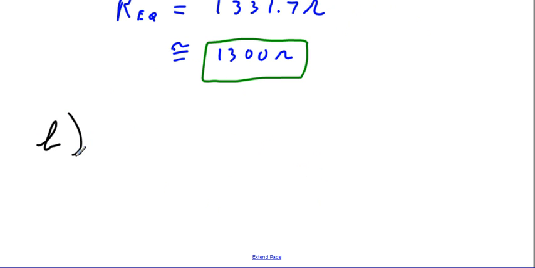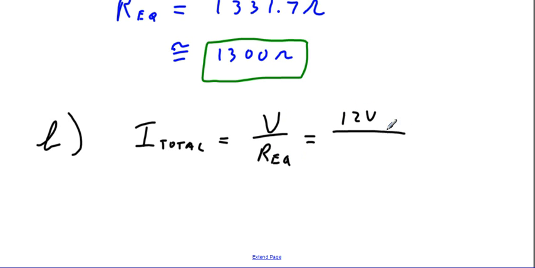The B part of the answer: we want to know the voltage across each of the elements. Here we would find the total current. The total current would be the voltage divided by that equivalent resistance. So I've got 12 volts. I'm not going to divide by 1300 though. I'm going to divide by 1331.7. It's only my final answer that I keep significant digits for. And I'm going to come up with 9.01 milliamps as my total current.